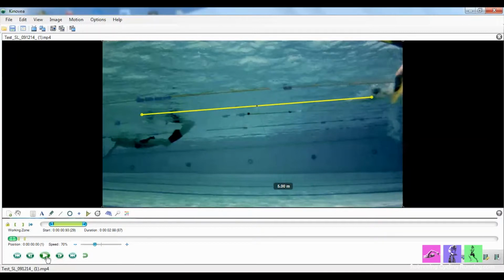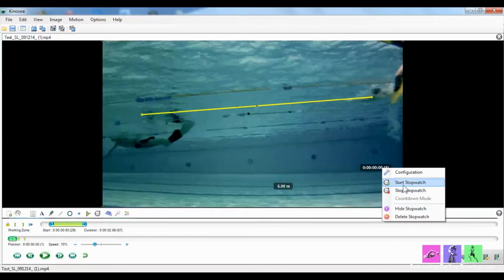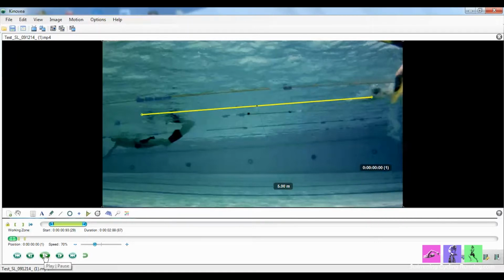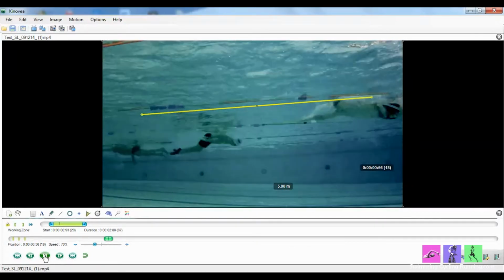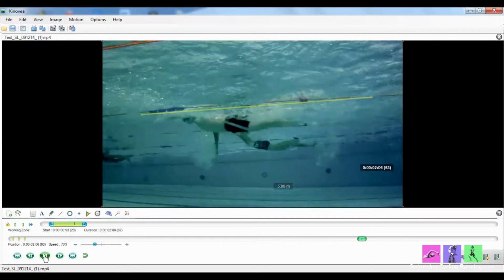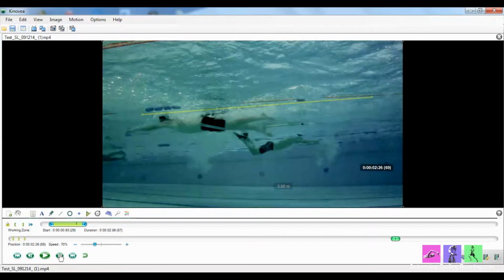We're going to swim him forward after we've started a stopwatch. Now luckily Canovia has a stopwatch and it runs exactly to the frame rate, so it's going to be accurate from one point to another. So let's just start him, stop him, and just move him forward.